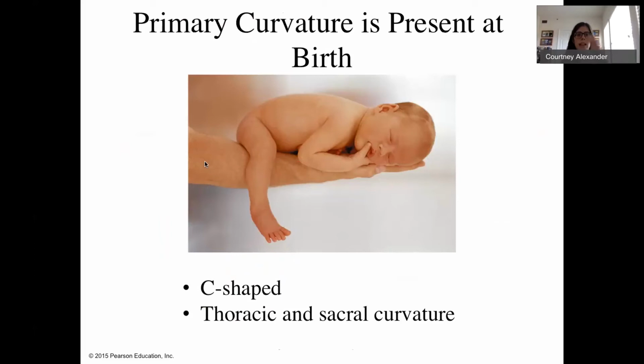Our spine has natural curvatures that develop with age. So the first one is our primary curvature, and this is present at birth. And you can see, looking at a cute little newborn here, that their spine has a C shape to it. And that's because right now it's controlled by the thoracic and the sacral region. This is why little babies can't lift their head up. They don't have a cervical curvature yet. They don't have strength in their neck.